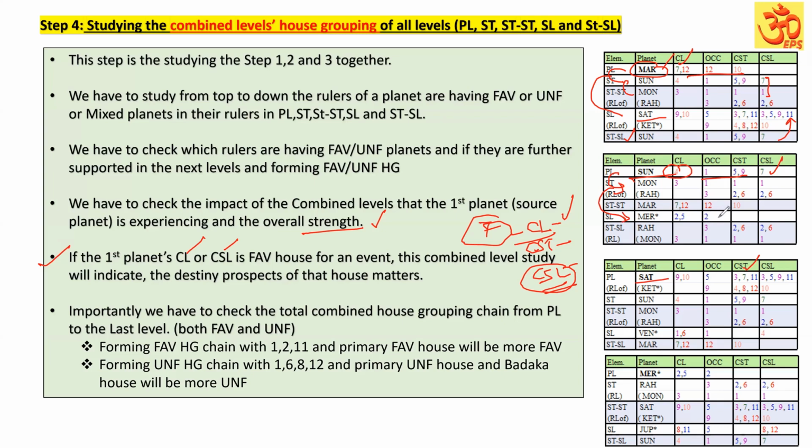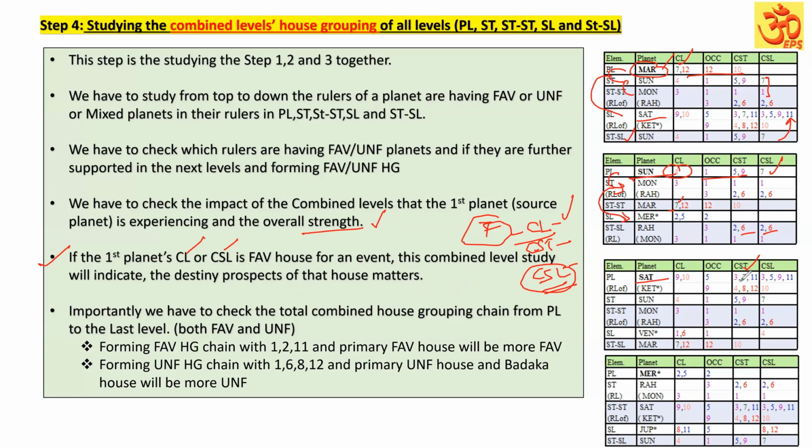So the favorable sublord is getting some weakness at the star lord of the sublord, but still that sublord of the seventh house, in the supportive star lord, is further supported by the sublord. So the star lord is also getting some support from the star lord of the star lord. So that way it indicates what? The seventh sublord is promising marriage. So that way, the first level planet, CL or CSL, is favorable for an event, and this combined level study will indicate the destiny prospects of the house matters.